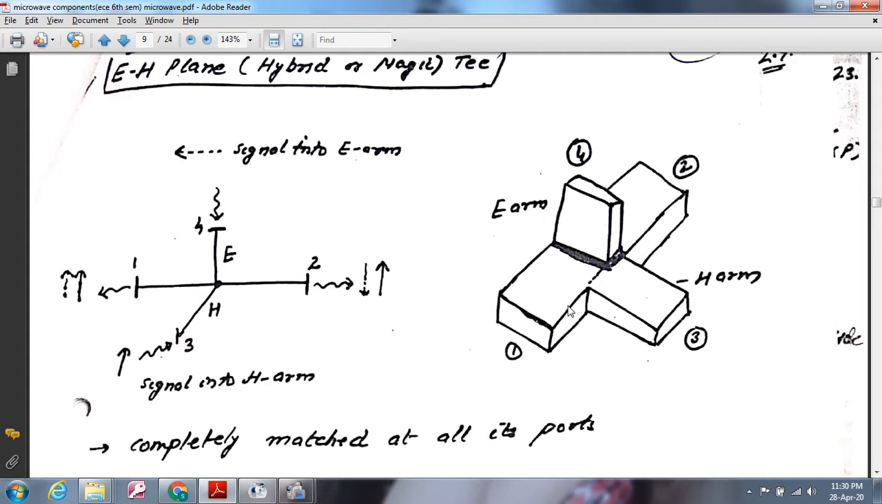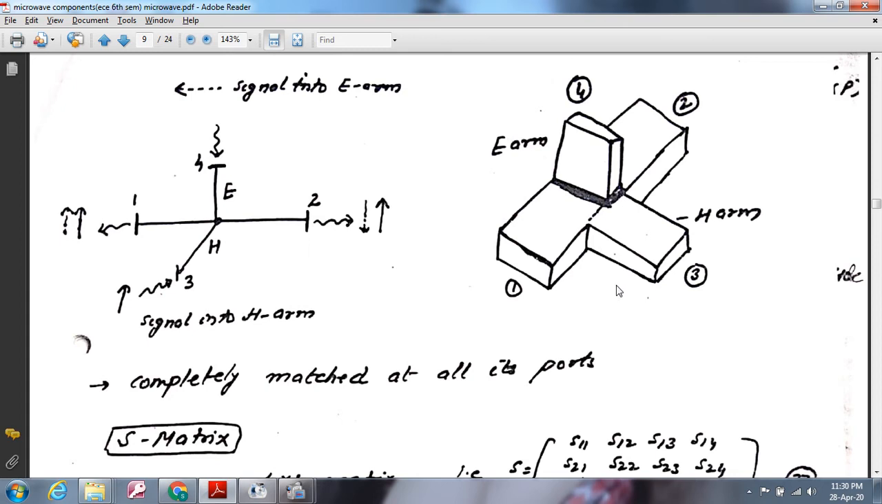So in this figure we see there are four ports: port number 1, port number 2, the third port that is the H port, and the fourth port that is the E port. So the combination of E and H plane T is termed as magic T. Here, because we are having four different ports, we are having a 4 into 4 combination for this particular magic T.